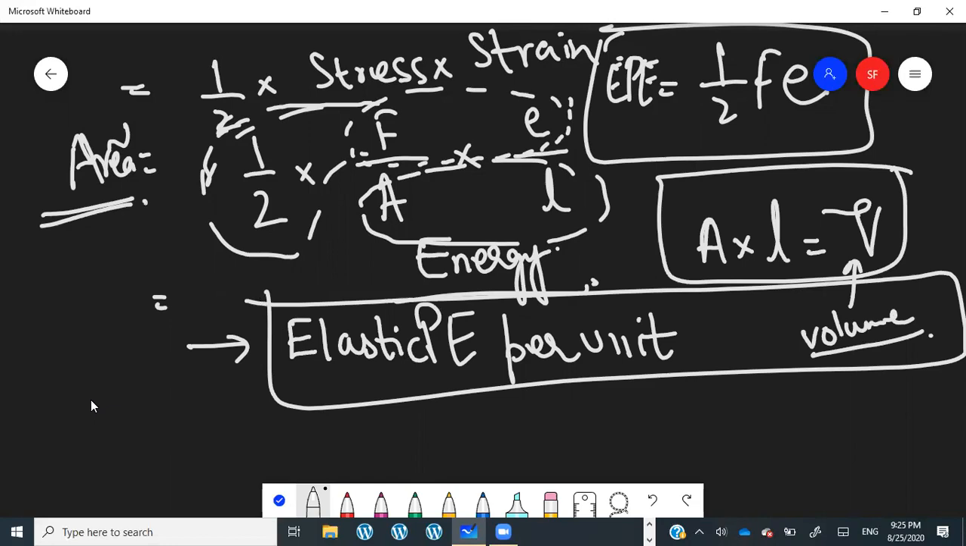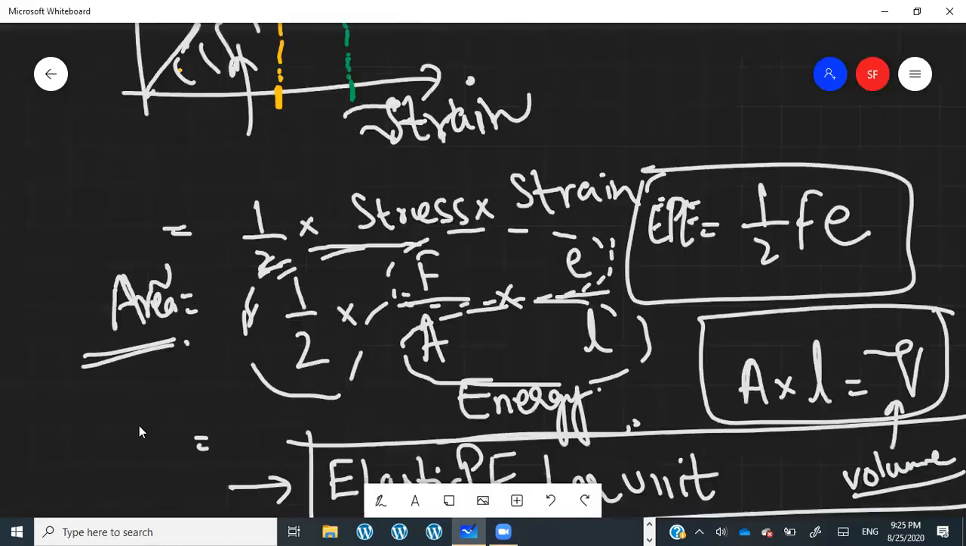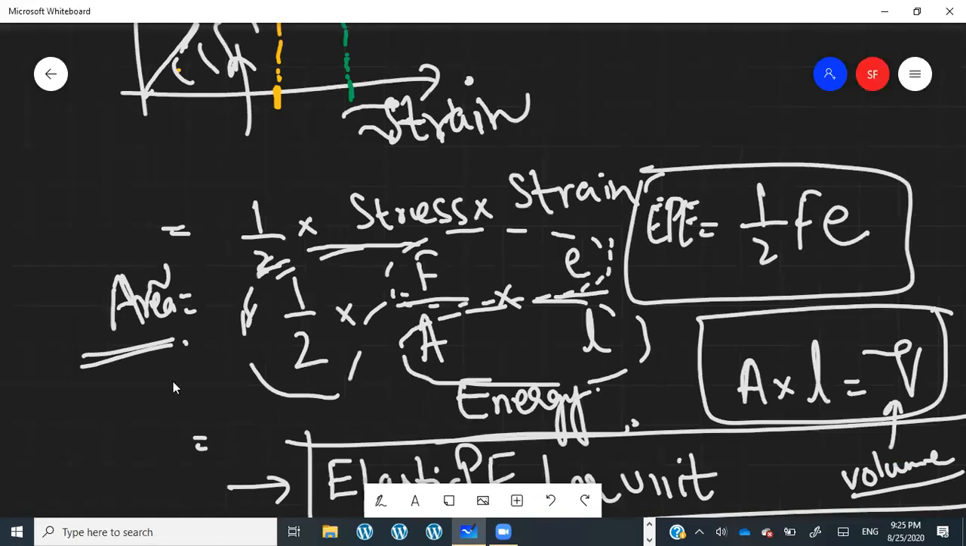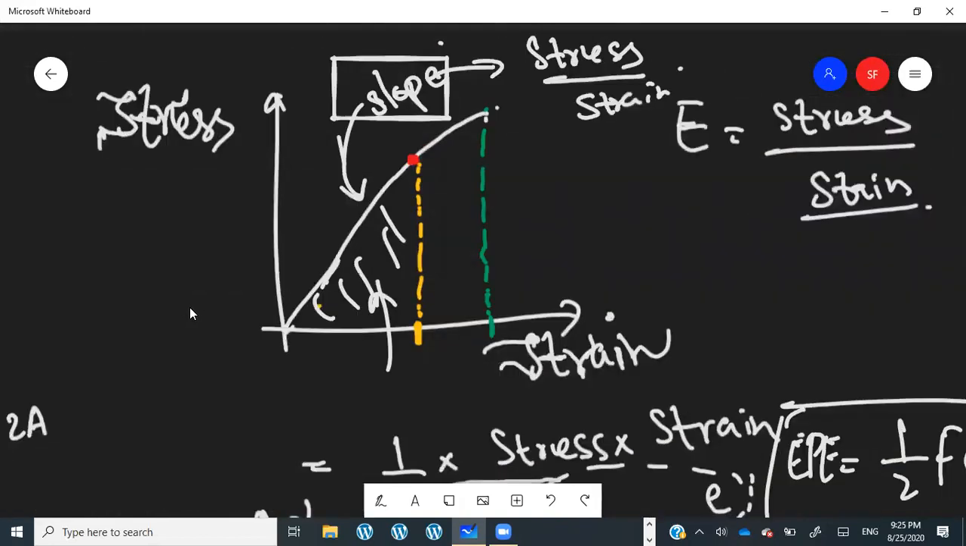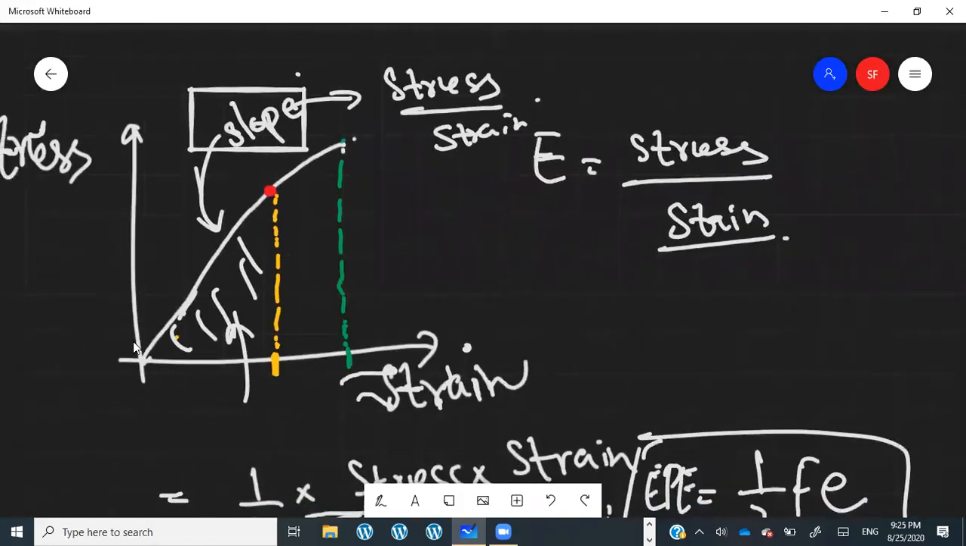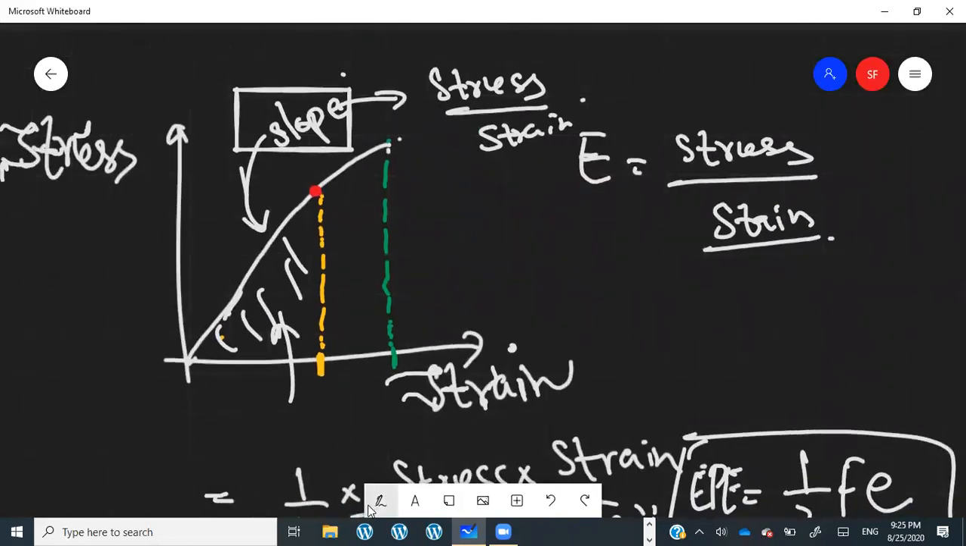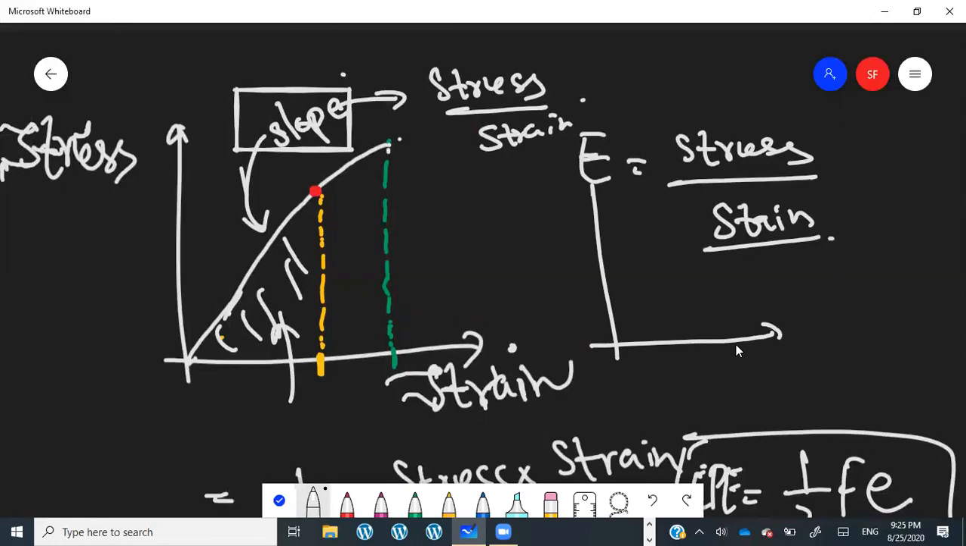Although the examiner won't ask you to calculate the area under the graph, what he can ask you is, what does the area under the graph represent? So it represents the elastic potential energy per unit volume of a stress strain graph. Clear? Now, what's the relationship between this graph and the force extension graph?